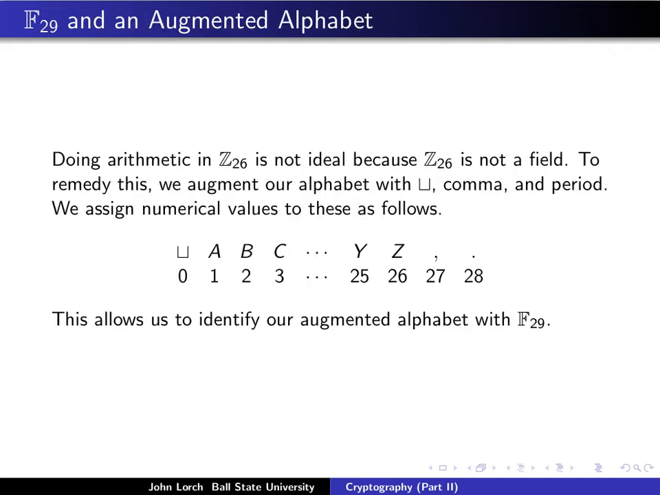Okay, so far we've been doing all of our arithmetic in Z26. However, Z26 isn't an ideal arithmetic because Z26 isn't a field, right? 26 is not prime, so Z26 is not a field. So we can remedy this by augmenting our alphabet with the space character, with a comma, and with a period. So this would bring us up to 29 symbols, which we would number 0 through 28. And that would allow us to identify our new augmented alphabet with the field F29.